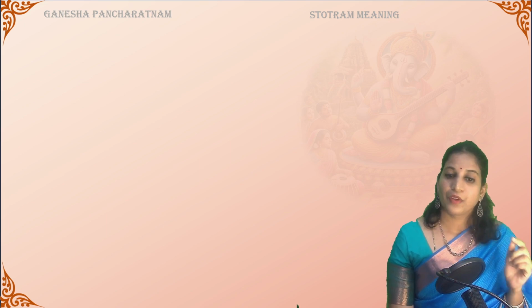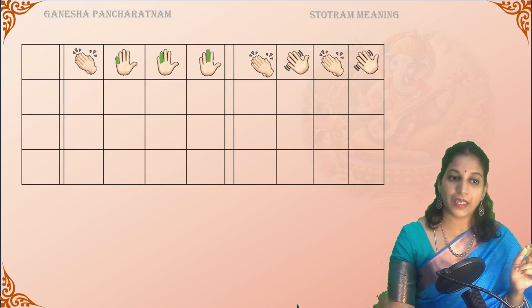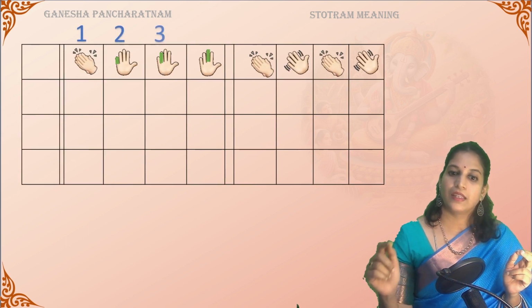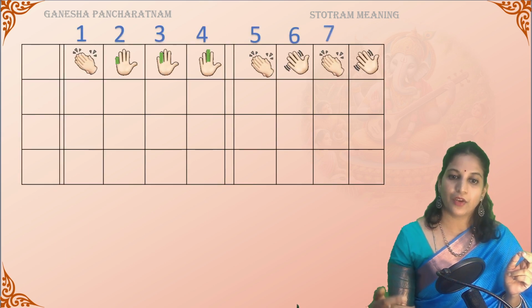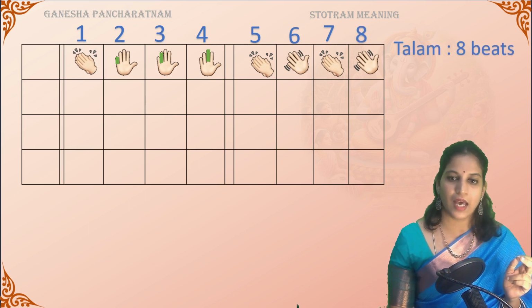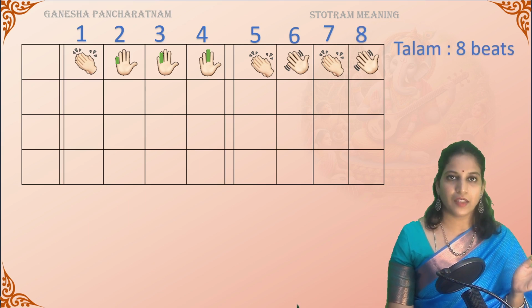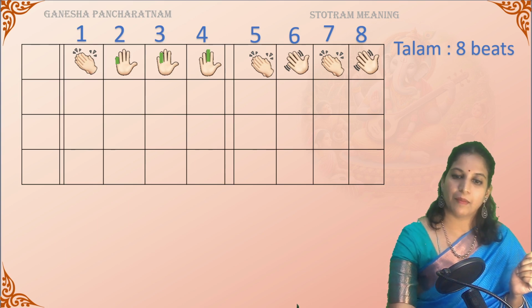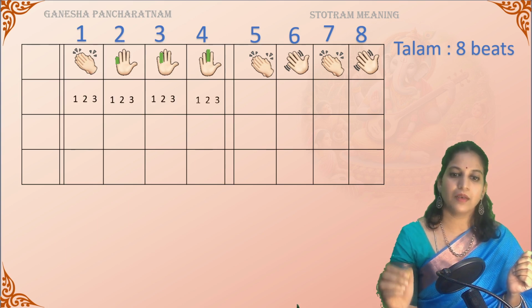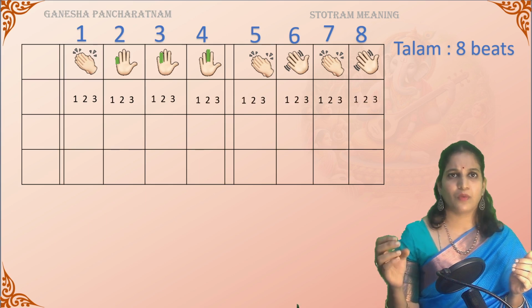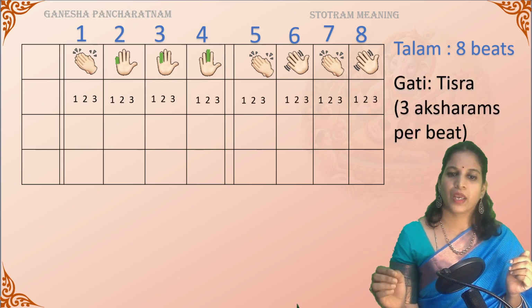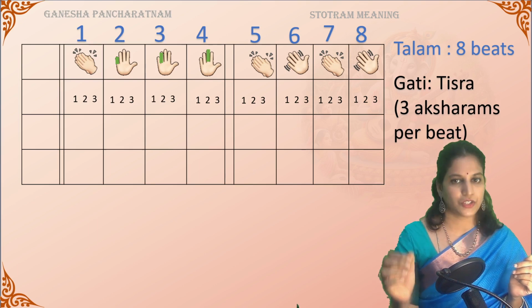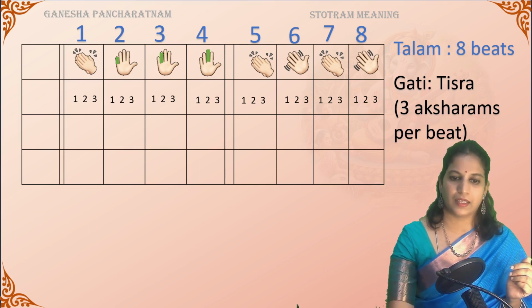So far, we looked at two important aspects here. Number of beats per cycle. The cycle repeats until the end of the composition, which we call Adithalam. Here we have Adithalam, a cycle of 8 beats. The second aspect is the number of aksharams we sing per beat. It can be 1, 2, 3, 4. In this composition, it is 3 aksharams per beat, which is tisra gati.